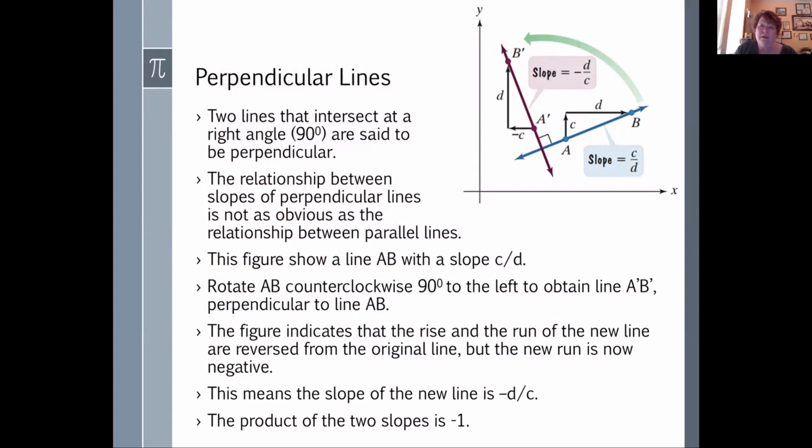The products of the slopes of these two lines, since they are reciprocals, if the slope of the original line is C over D, the slope of the perpendicular line is D over C. Those two numbers are reciprocals. They're also opposites of each other in sign. So if we were to multiply those two numbers together, a number times its reciprocal is 1, but we're multiplying a negative times a positive, so we're going to get a negative. So the slopes of perpendicular lines, if we multiply them together, we are going to get -1.